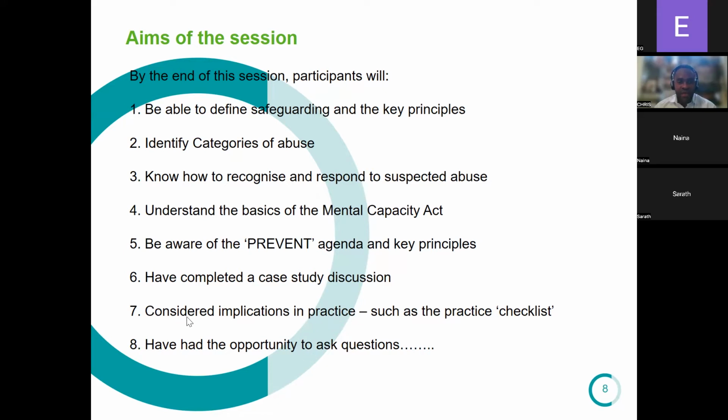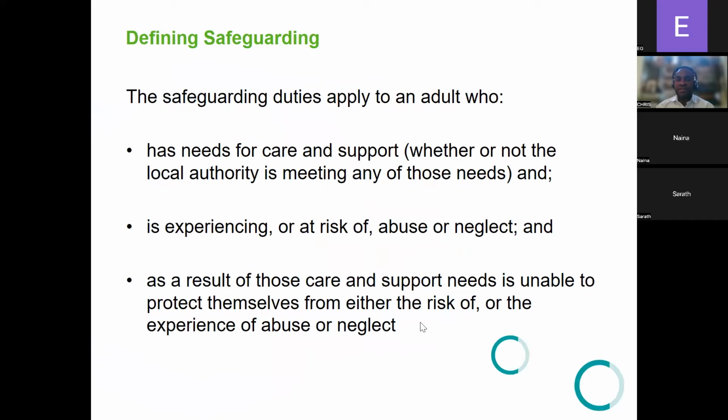So then we will also consider implications in practice, such as practice checklists, things that we need to look out for when we are working with adults. And then we'll also have questions and answers. So I'm going to start off, and then I'm going to involve you in taking us through the rest of the session because we are learning together.